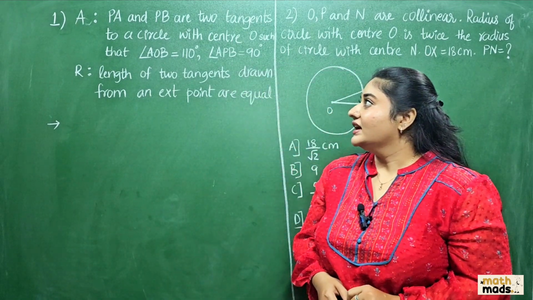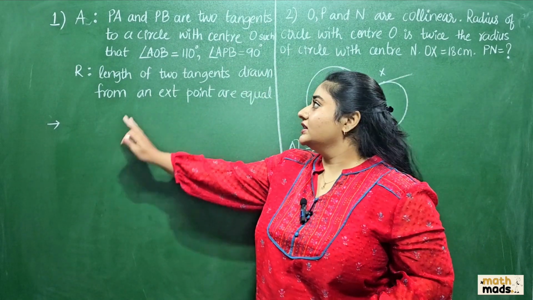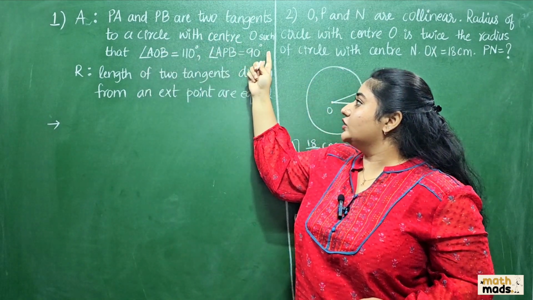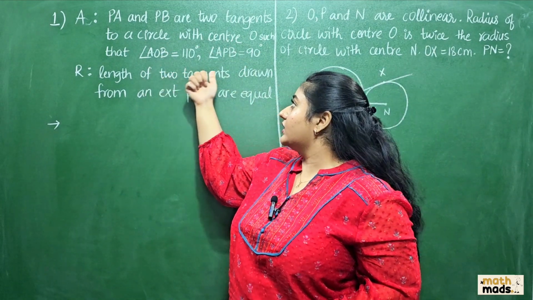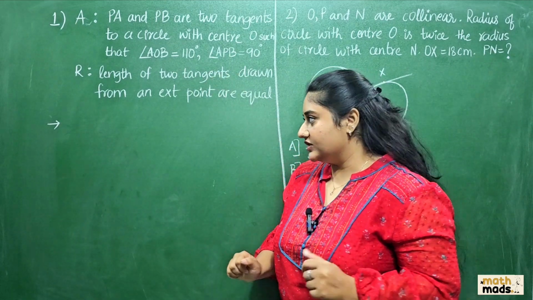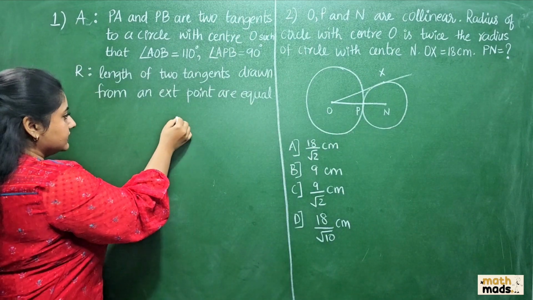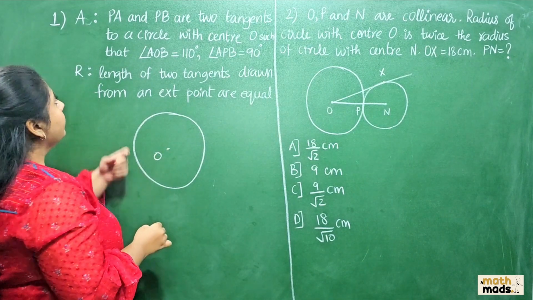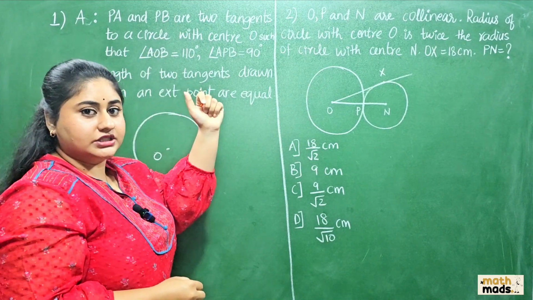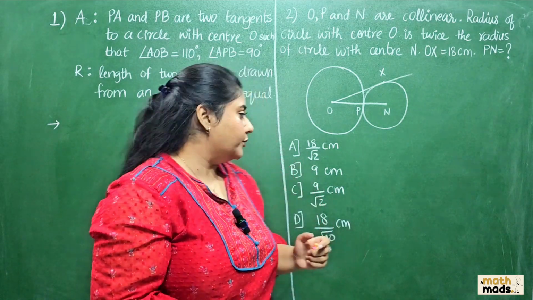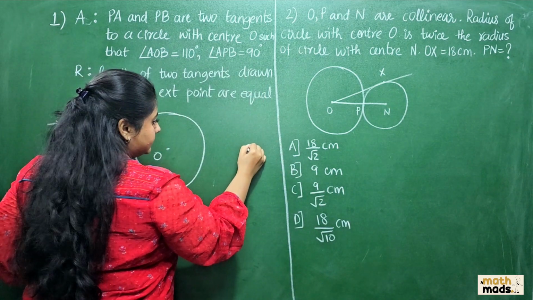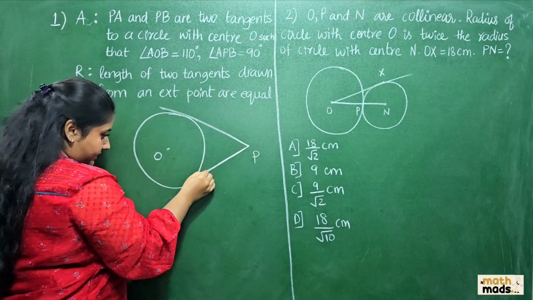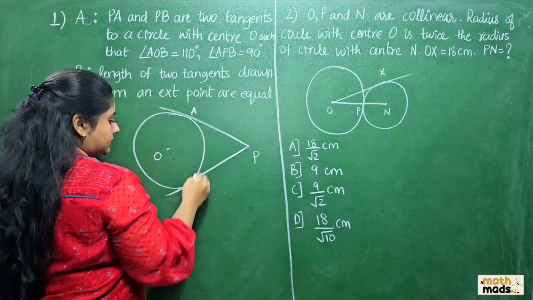The first one is, this is an assertion reason question. So PA and PB are two tangents to a circle with center O such that angle AOB is equal to 110 and APB is 90 degrees. So let me draw this. So there's a circle with center O, okay, and PA and PB are two tangents. What does that mean? P is the external point. So if I take P as the external point, PA and PB, these are the two tangents, okay.